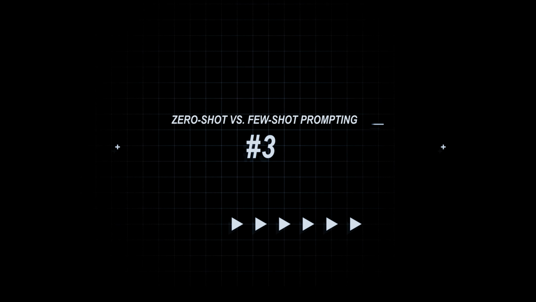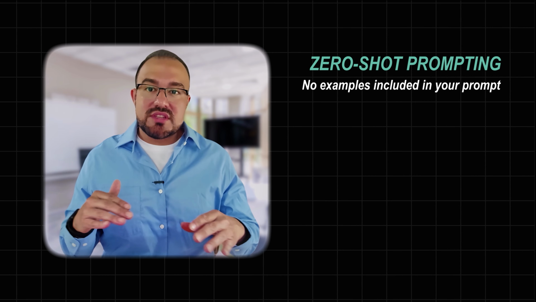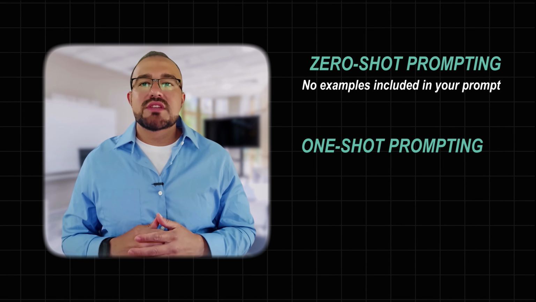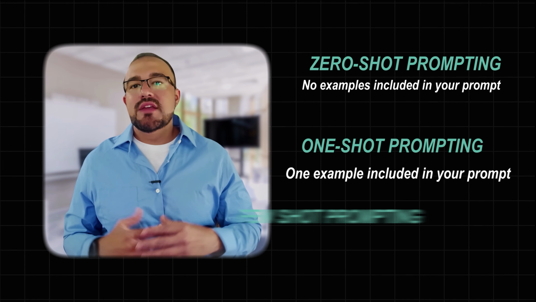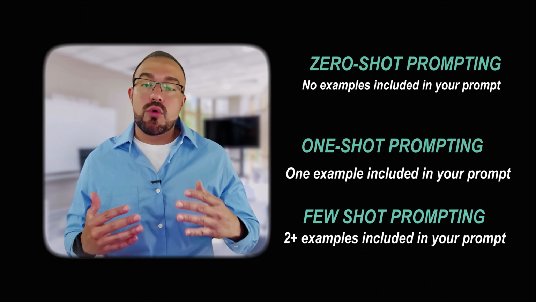Number 3, know when to use zero-shot and few-shot prompting. In a nutshell, the word shot just simply means examples. Zero shot means you use a prompt with no examples. One shot means that you include one example, and few shot means you include two or more examples.